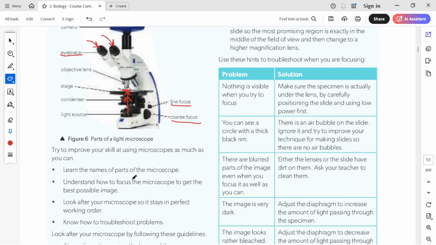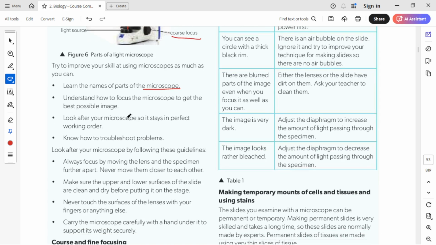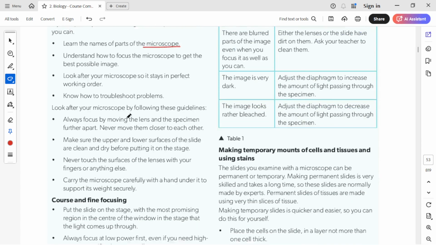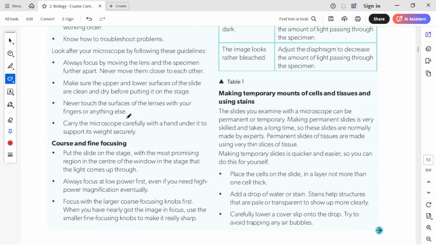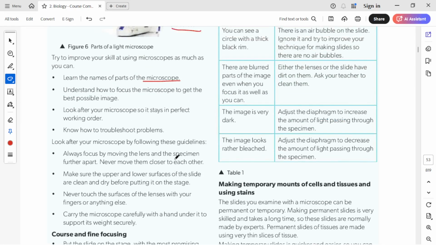Now, to improve your skills using a microscope as much as you can, first of all you need to learn the names of the parts of the microscope and understand how to focus the microscope to get the best possible image. These are the things that I've just told you. If you remember all the steps, you'll be able to see the object. Now, coarse and fine focusing, just as I told you: after putting your slide, first you'll do the coarse focus and then you'll do the fine focus.